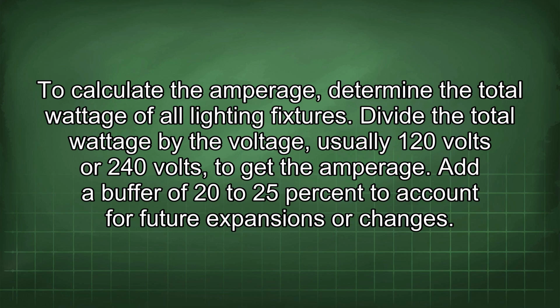To calculate the amperage, determine the total wattage of all lighting fixtures. Divide the total wattage by the voltage, usually 120 volts or 240 volts, to get the amperage. Add a buffer of 20 to 25% to account for future expansions or changes.